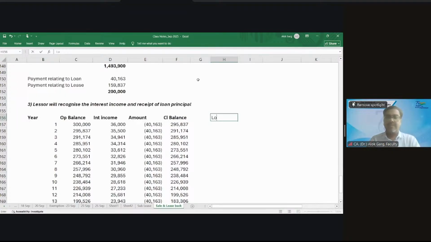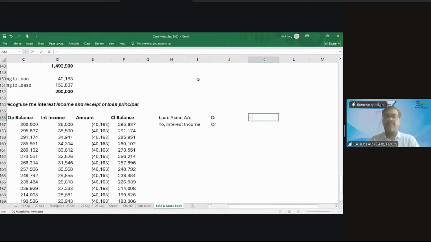Okay. So my loan asset account debit to interest income credit. My interest income is 36,000 in the first year. So my interest income will be credited by this and my loan asset will be debited by this amount.